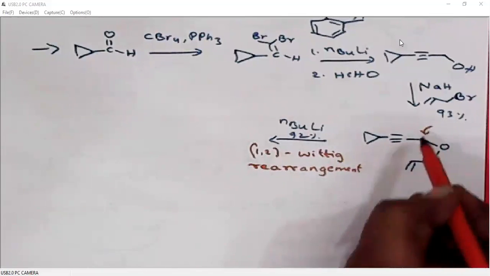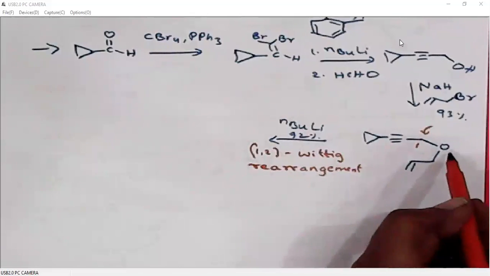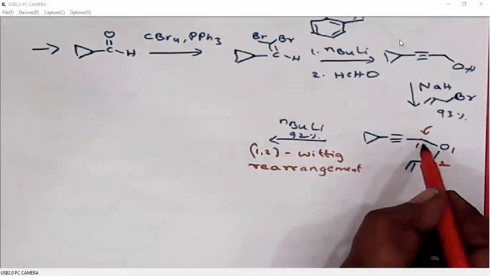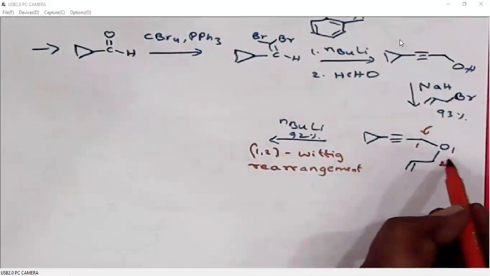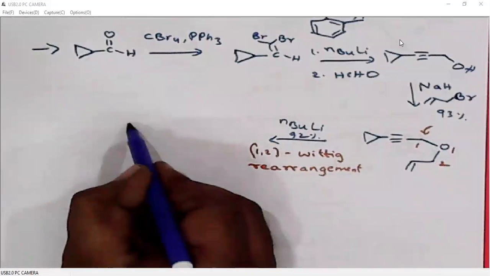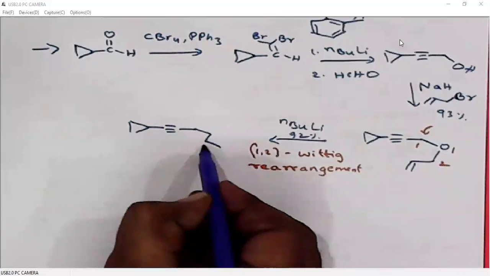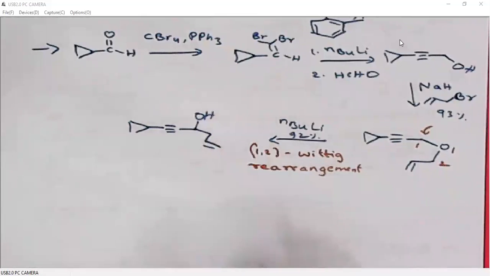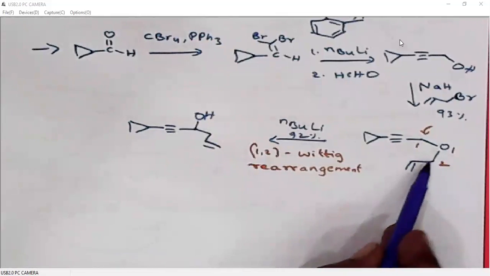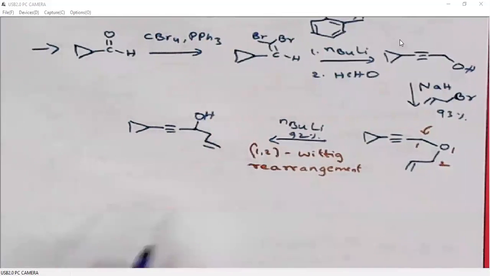Anion will be generated here. So it is 1,2. The anion generated here will attack here, so this bond will break down. That generates an anion here that will attack on this carbon, then this carbon-oxygen bond will be polarized towards oxygen. So we generate this rearranged product.